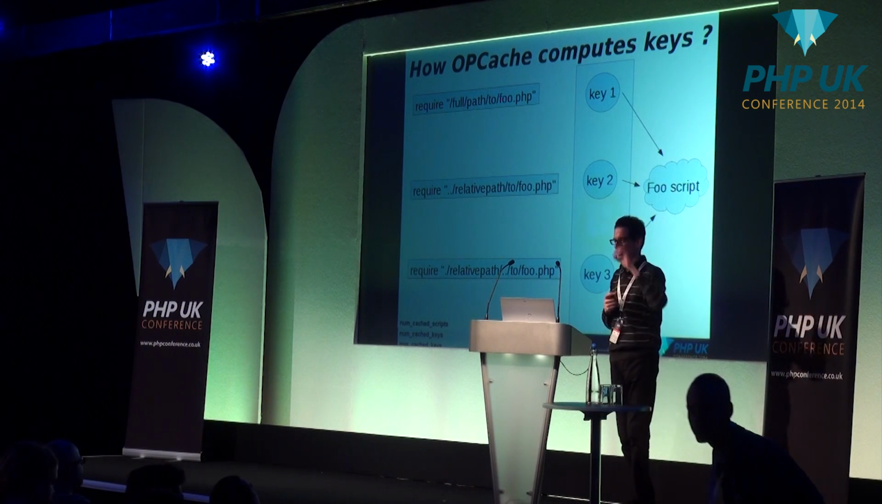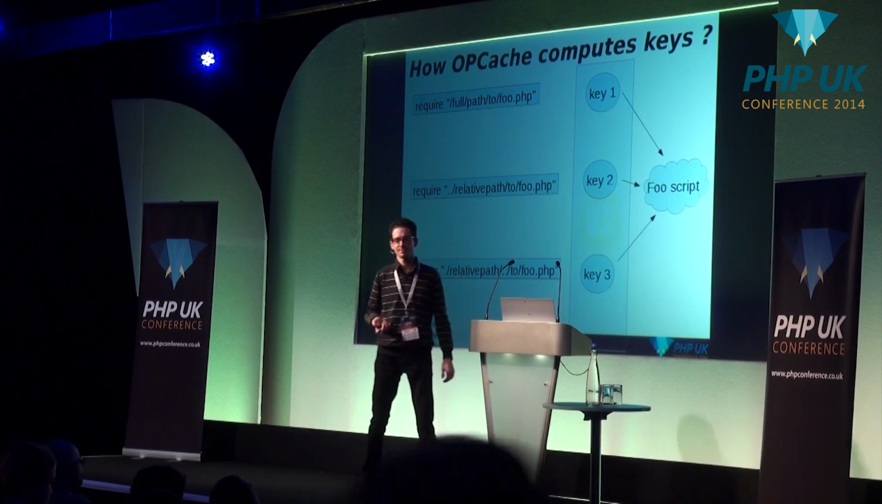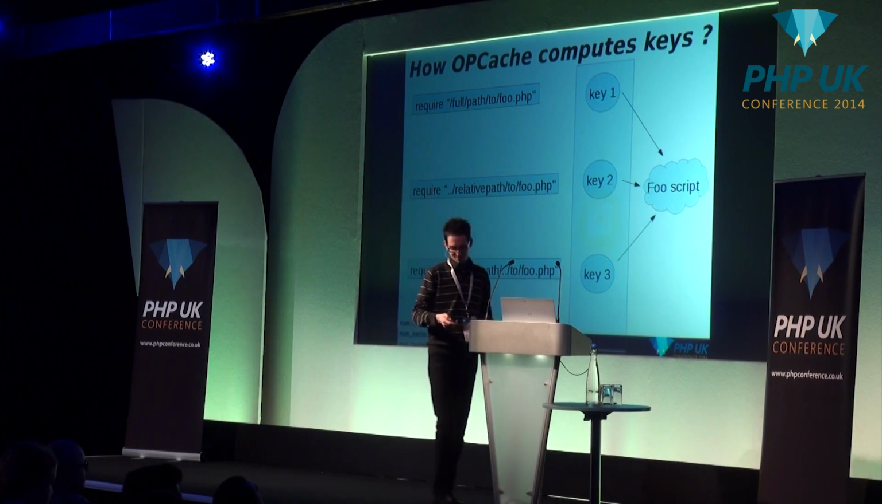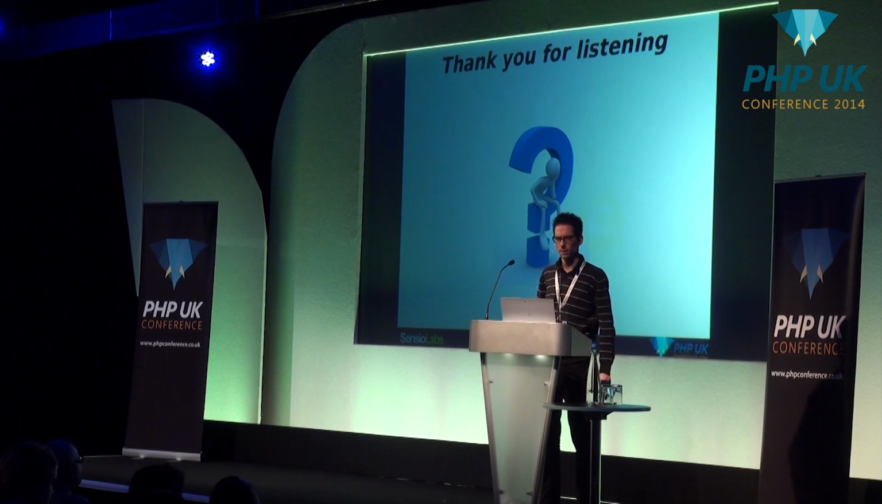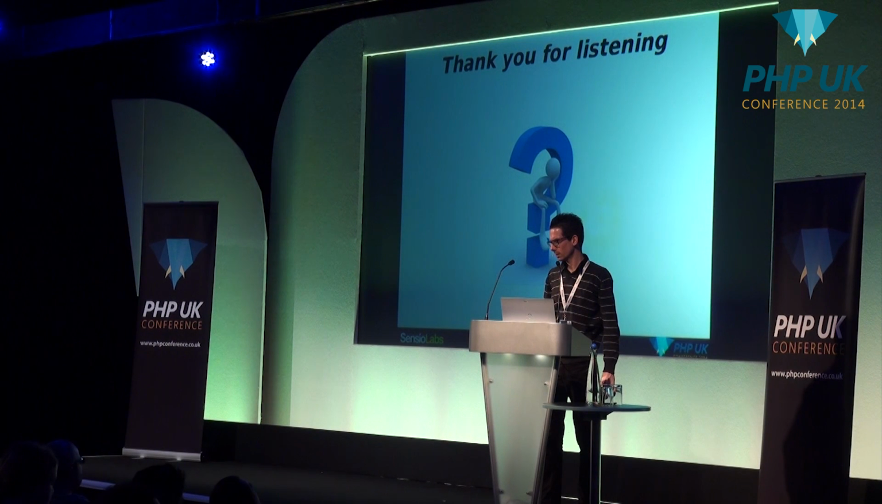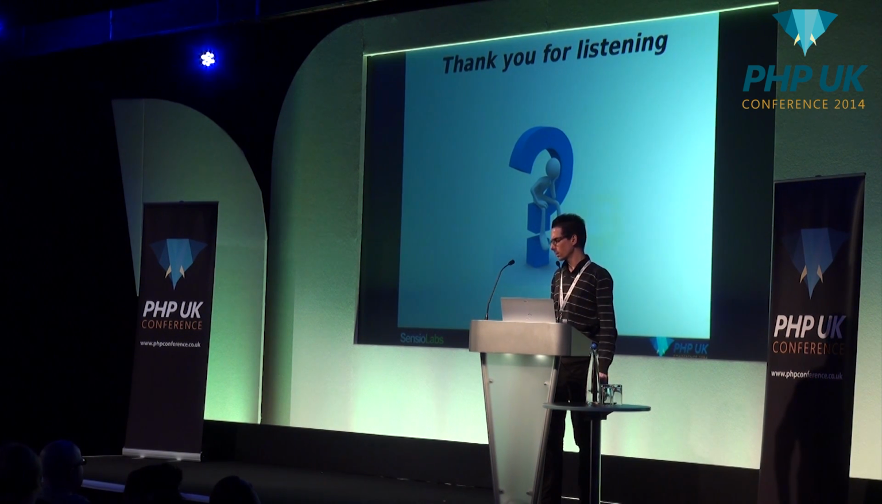Yeah, another question over there. Last question, please. One of the problems with APC was that if you enabled APC for CLI as well, it didn't actually share with your web server's cache files. Does Opcache actually share the cached code in shared memory, so that it's available to both CLI and web access of scripts?